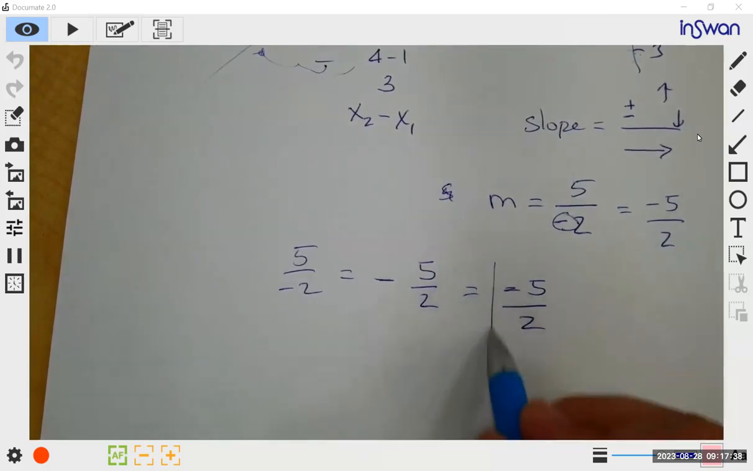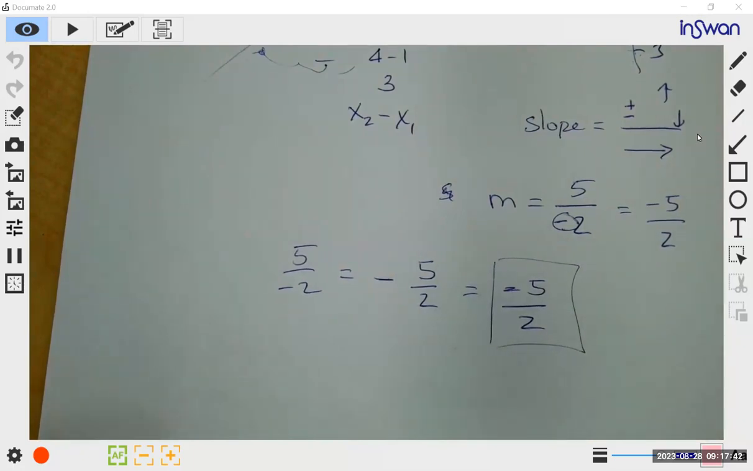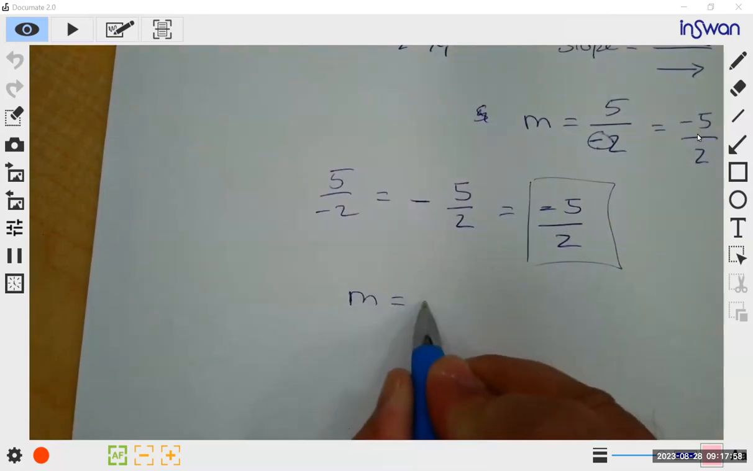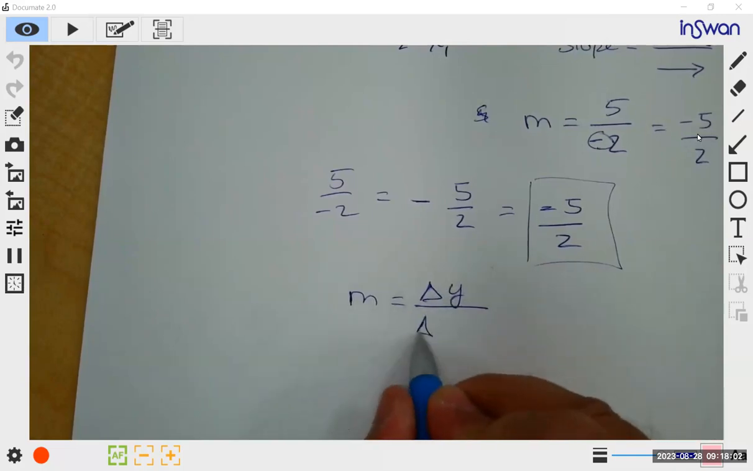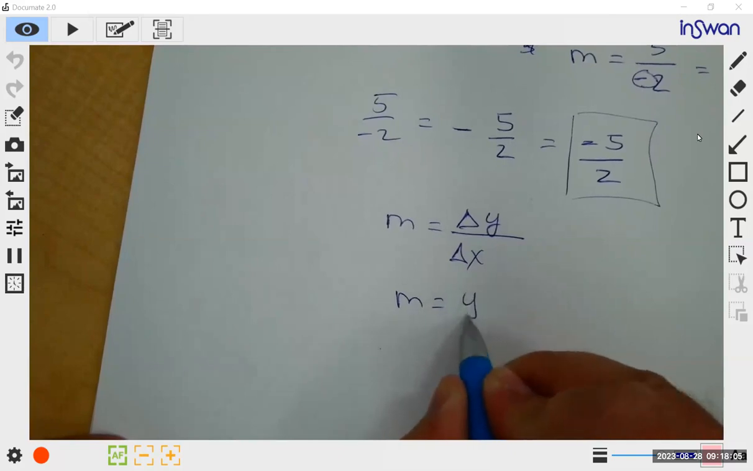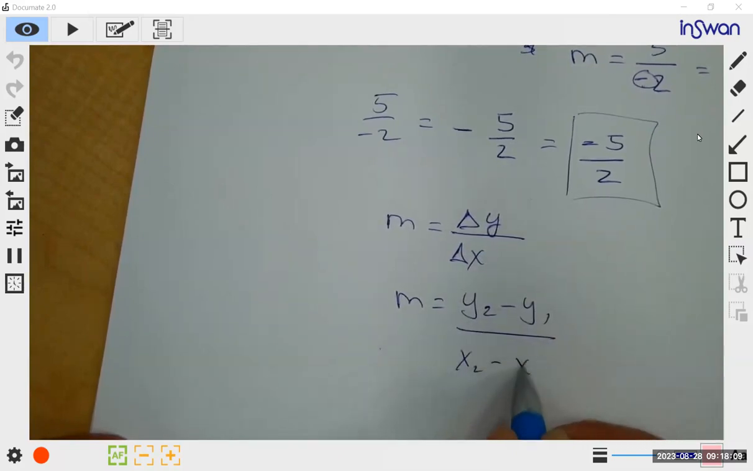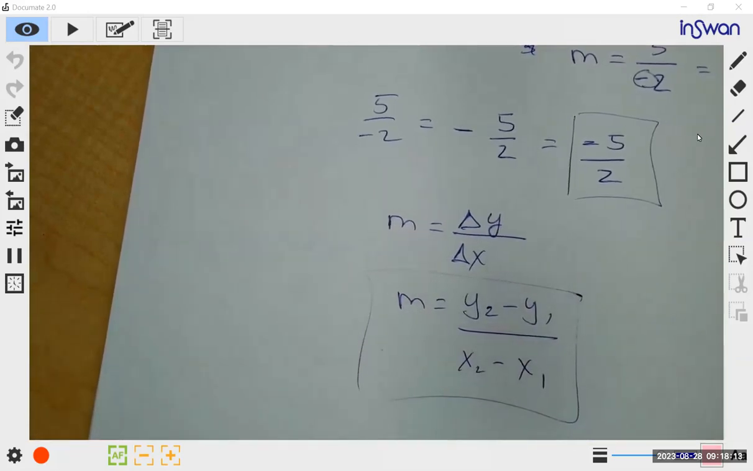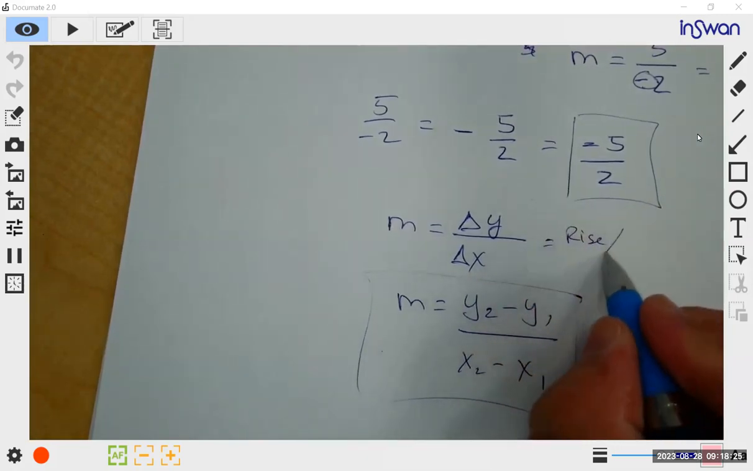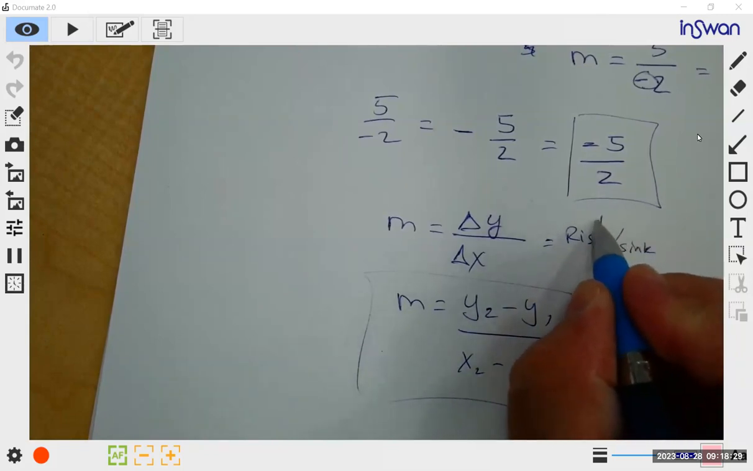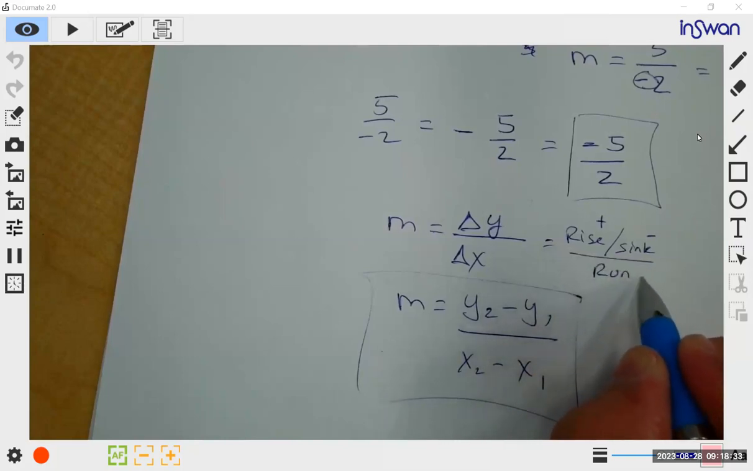But this is the common form. It also goes with the phrase, remember rise over run? Do you ever run backwards? You wouldn't win too many races if you ran backwards. So that's how come the slope is the change of Y over the change of X, which is Y2 minus Y1 over X2 minus X1. There's your formula for the slope. This is the rise. Actually, it's rise or sink if it's negative. Rise if it's positive, sink if it's negative, and run, because it's always going to be positive on the bottom.